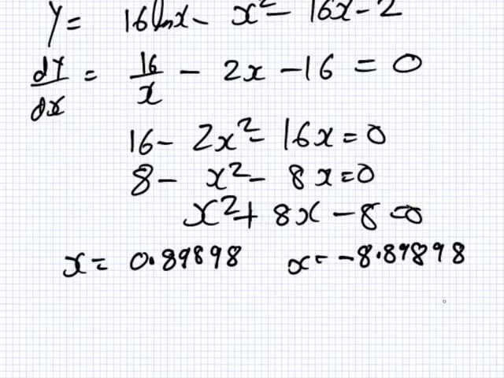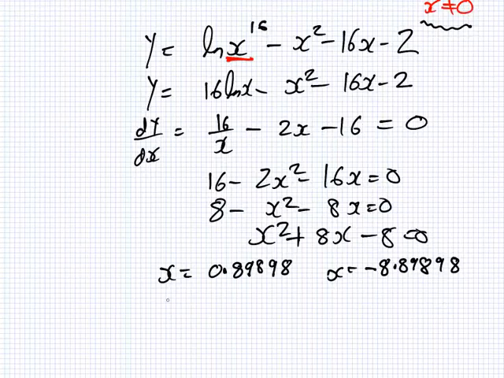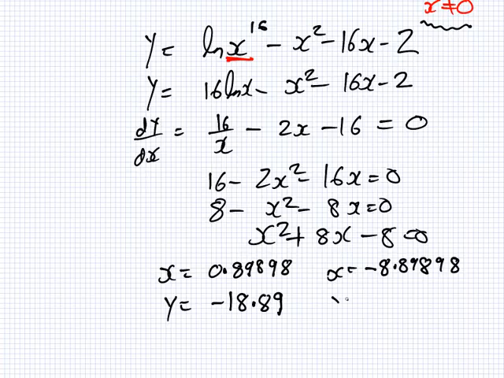Has anybody done that? For the first one, minus 18.89. Is it okay if it's 0.9? I think that's okay. And what about this one, the minus 8.89898? Do we have that?